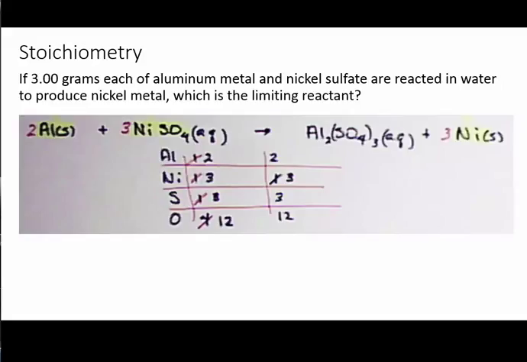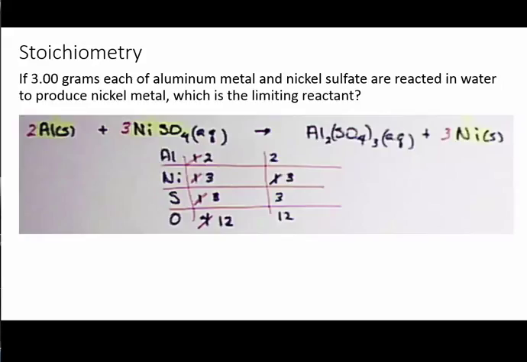Since it's the one that runs out first, it's the only one that gets used up. You don't have to write that down necessarily, but since it's the one that runs out first, it's the one that gets used up. And when it's used up, since you have to have both reactants for a reaction to occur, the reaction stops. The limiting reactant limits the reaction because once it runs out, nothing else can happen. That's why it's called the limiting reactant.